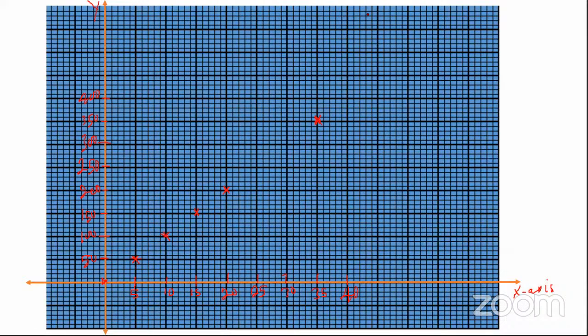And if we joined them, what would we get? If we joined the points, a straight line. We would get a straight line. Okay. So do we have anyone who still has issues with plotting and joining the points?